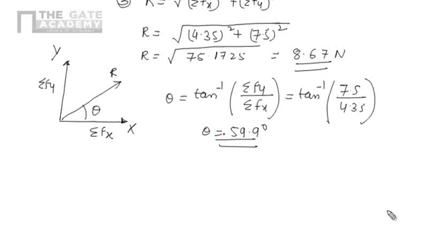The point of application will be the same point where the two forces, 5 Newton and 10 Newton, are acting on the body. So for this coplanar concurrent force system, in this way we can easily find the resultant magnitude as well as direction. The resultant is 8.67 Newton and the direction is 59.9 degrees in the first quadrant.